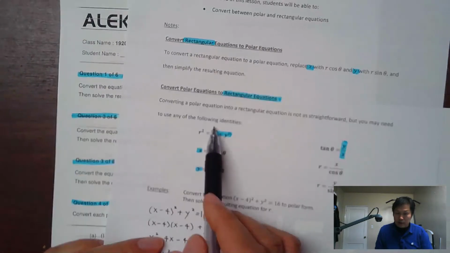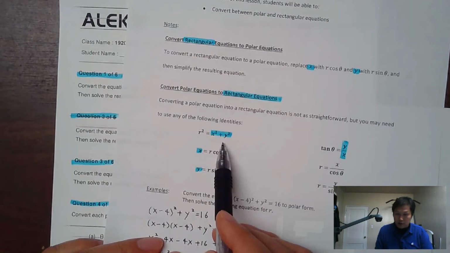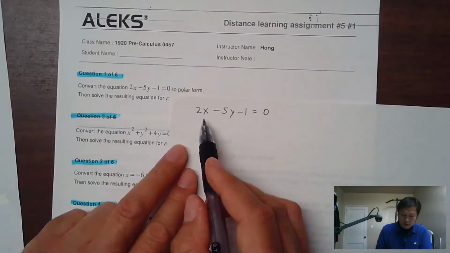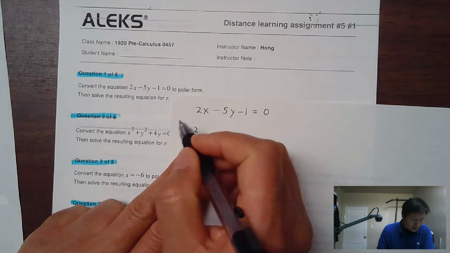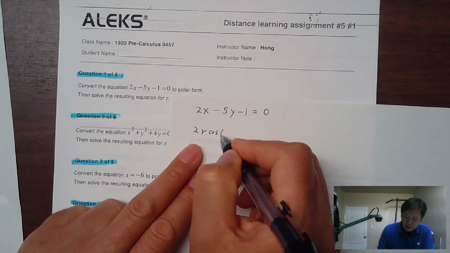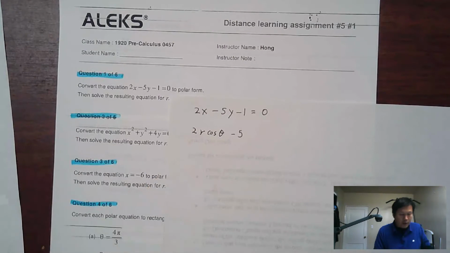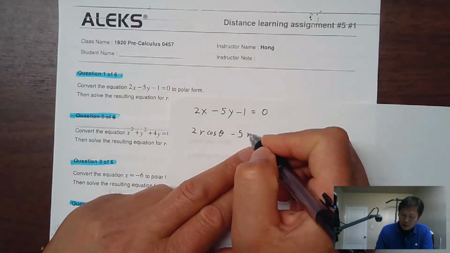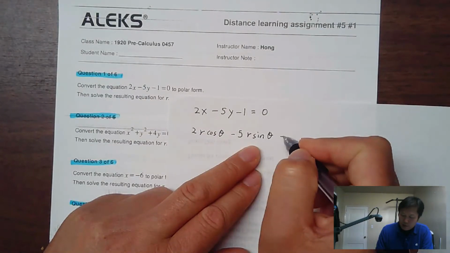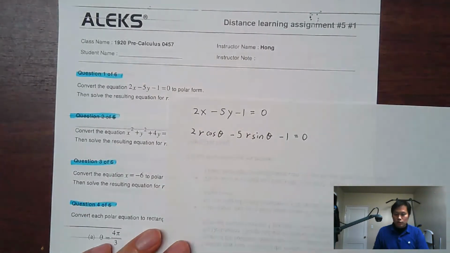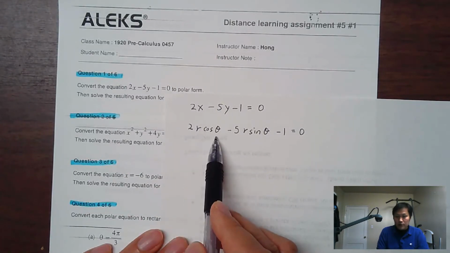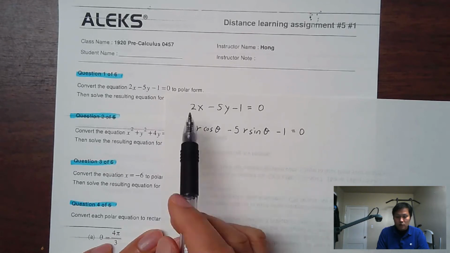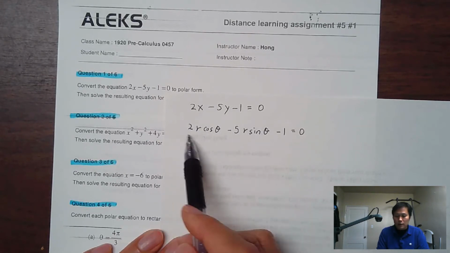I don't see x squared plus y squared in this expression, so you can just use x and y. 2 times x, which was r cosine theta, minus 5 times y, which was r sine theta, minus 1. I just replaced x with r cosine theta and y with r sine theta. So no more x and y, only r and theta.